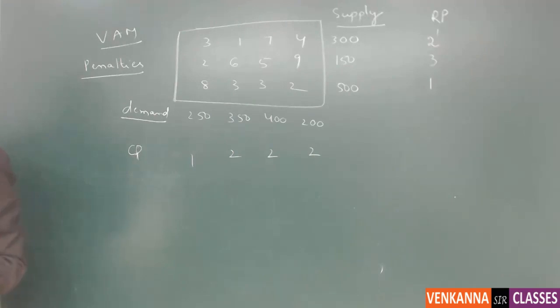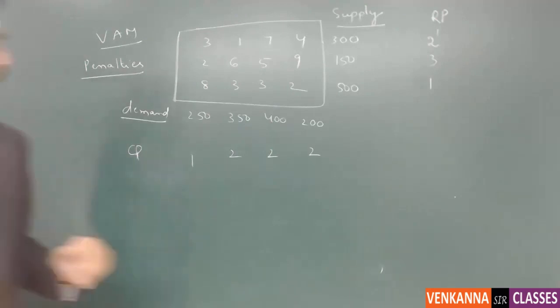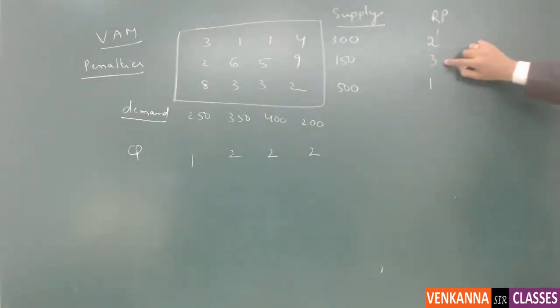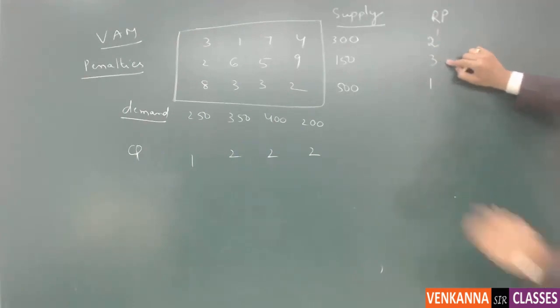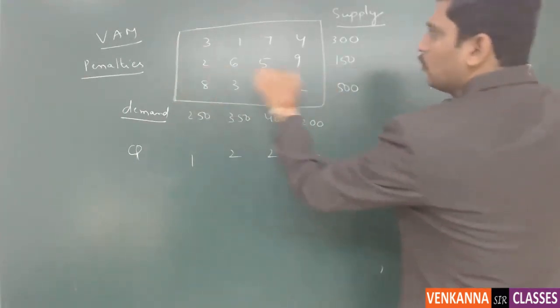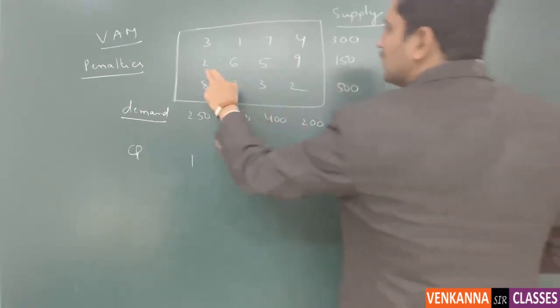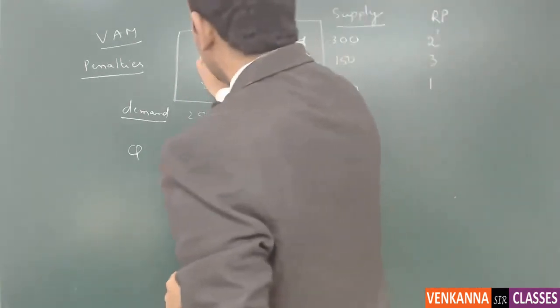Are you getting the concept? Any questions for anybody? If you have doubt, I will start again right from the beginning. Thank you. The highest penalty is 3, and it happened for the second row. In this row, we pick up the minimum value, which is 2. So we allocate for 2.